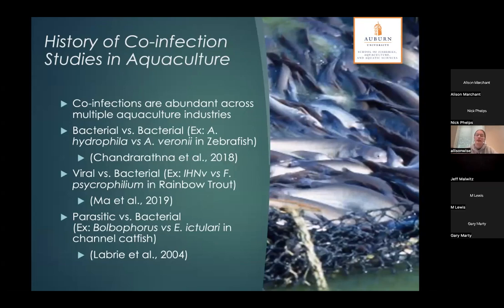Just as a quick history of co-infections in aquaculture, co-infections are abundant across multiple aquaculture species. They've been seen in zebrafish and have been evaluated looking at Aeromonas hydrophila versus Aeromonas veronii infections. They've been seen in rainbow trout, looking at IHNV with Flavobacterium psychrophilum. And they've also been seen in channel catfish with a parasitic versus bacterial co-infection, looking at the trematode Bolbophorus versus E. ictaluri.